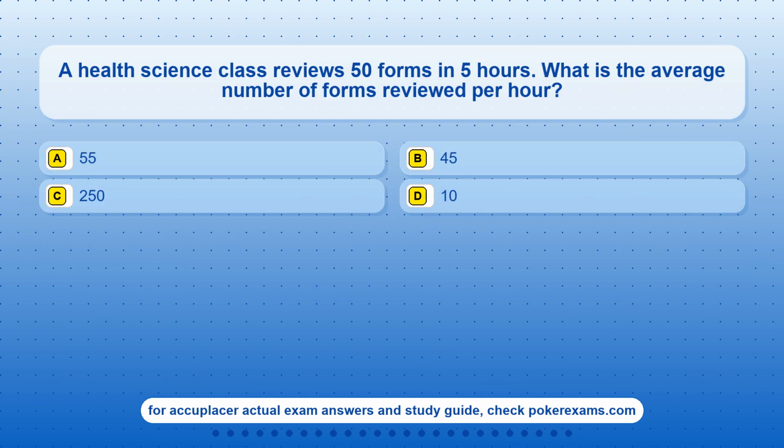Question 22. A health science class reviews 50 forms in 5 hours. What is the average number of forms reviewed per hour? Option A, 55. Option B, 45. Option C, 250. Option D, 10.